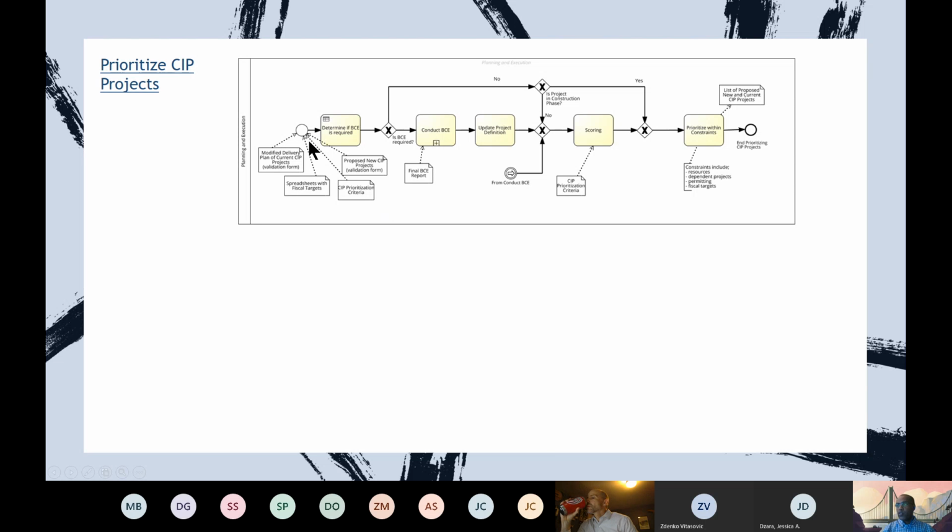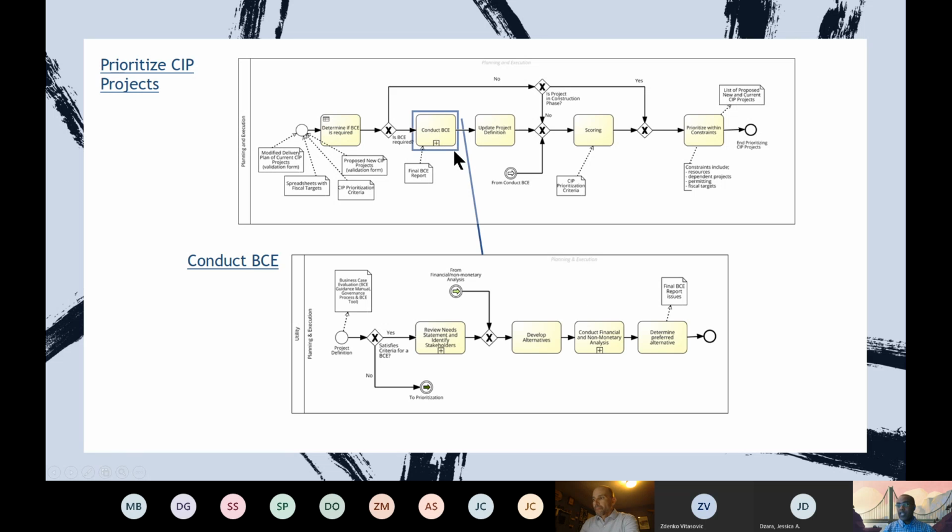There are a lot of inputs to this one, and now the BCE kicks in. So we will ask if a business case evaluation is required or not. Based on a criteria, if a BCE is required, then we go to conduct BCE sub-process. If the BCE is not required, then we go to the next step. You see here a plus sign, which means there is a sub-process. If you are working on the model, if you click it, it takes you to the conduct BCE sub-process. So the conduct BCE sub-process looks like this.